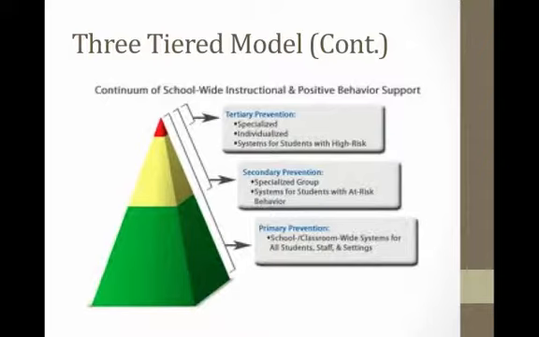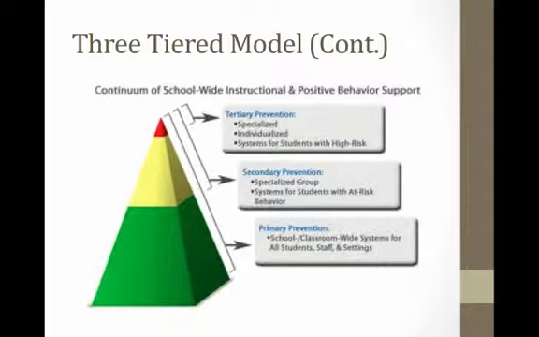The top level is tertiary prevention. This is specialized and individualized. The systems for students with high risk would be here. Secondary prevention is a specialized group, systems for students with at-risk behavior, but not necessarily that are as at risk as the tertiary prevention. And the primary prevention is a school and classroom-wide system for all students, staff, and settings.